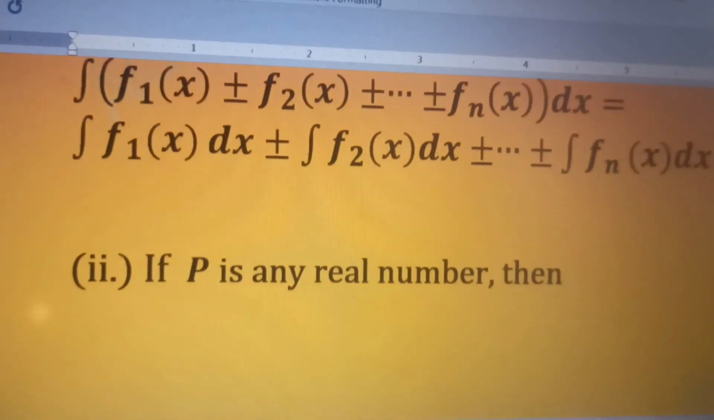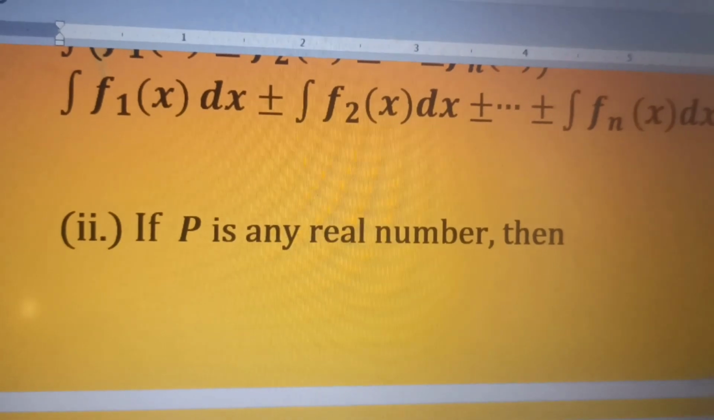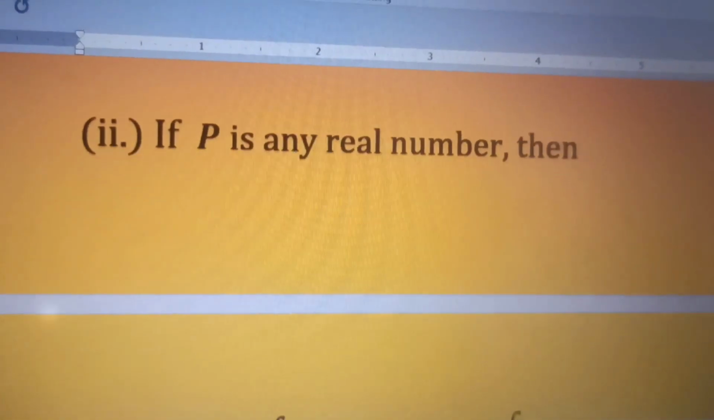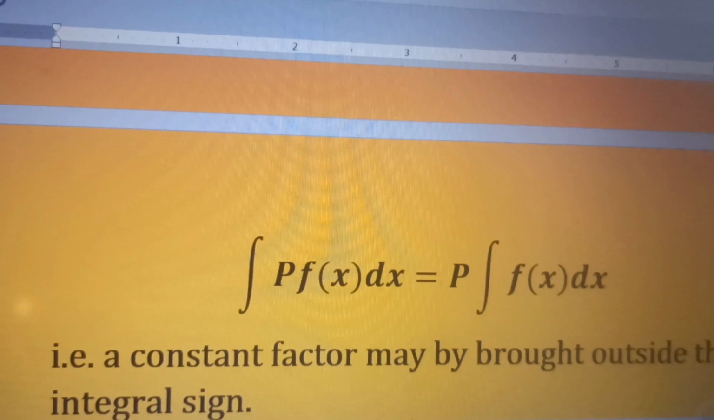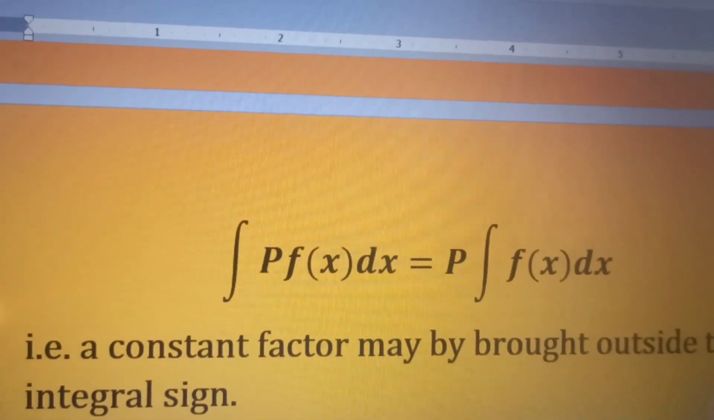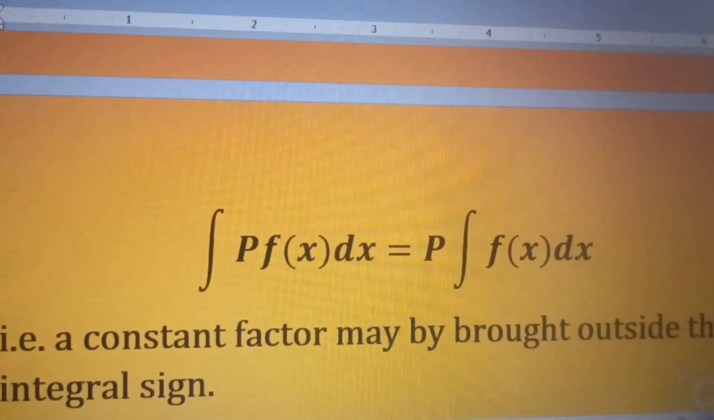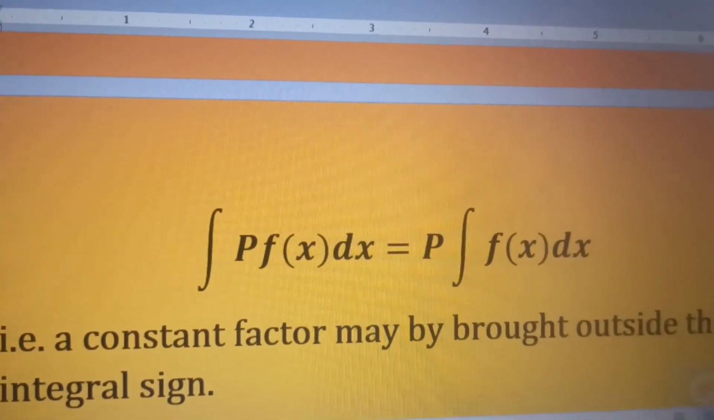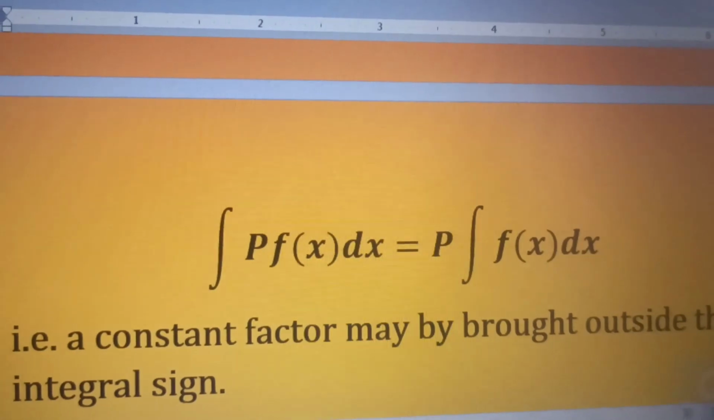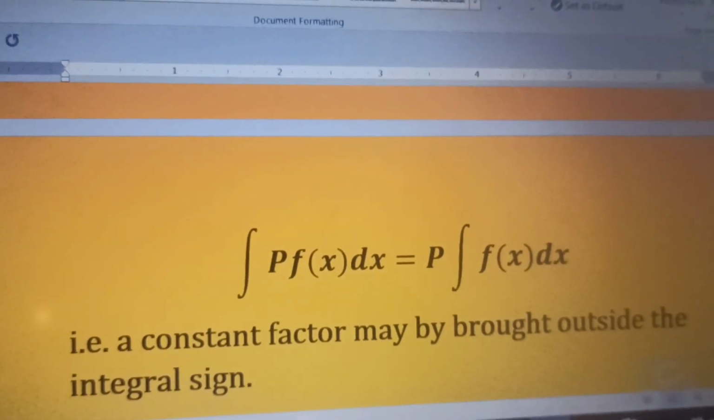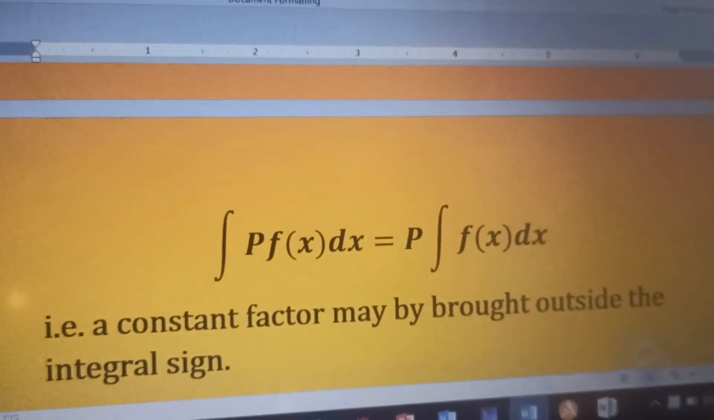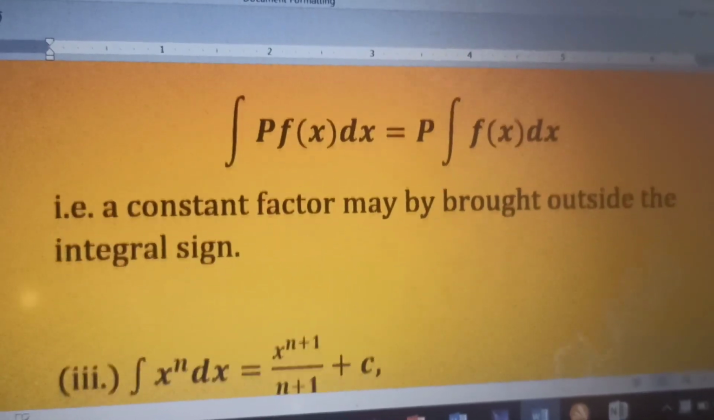The second one is if p is any real number, then the integral of p f of x dx is equal to p times the integral of f of x dx. That is, a constant factor may be brought outside the integral sign.